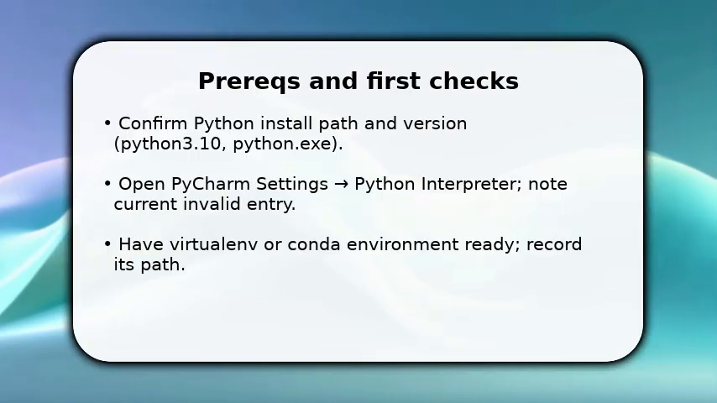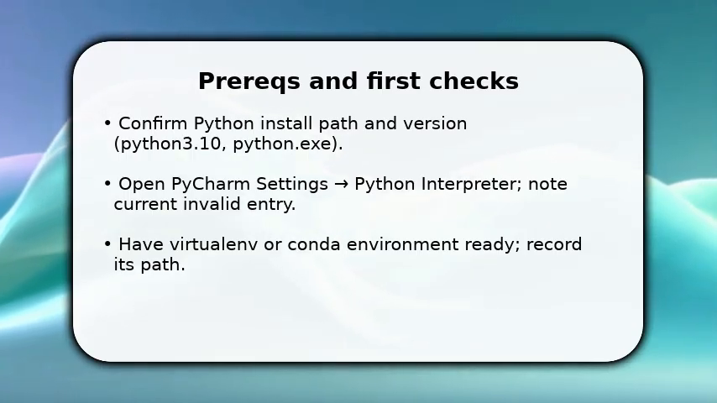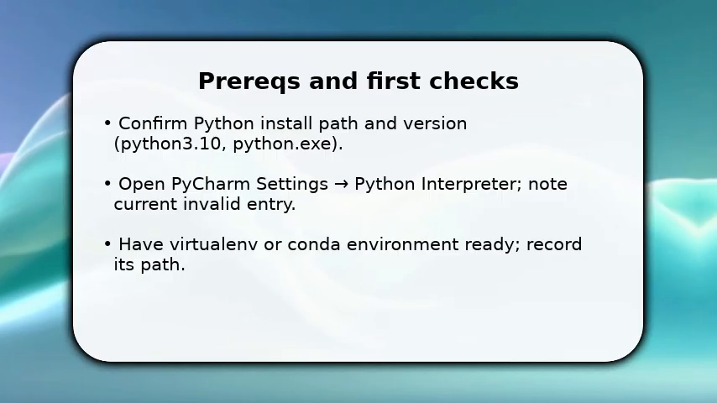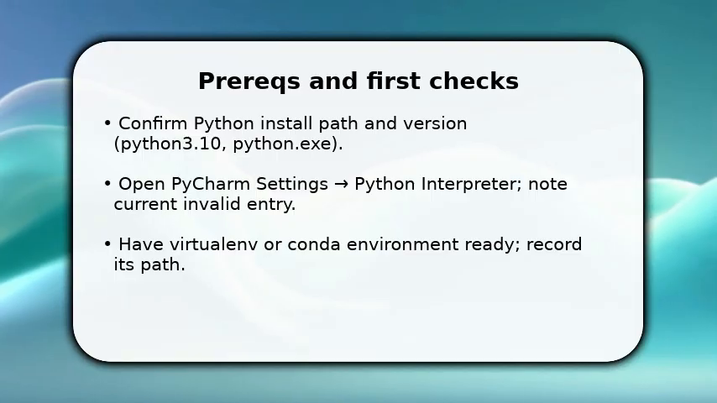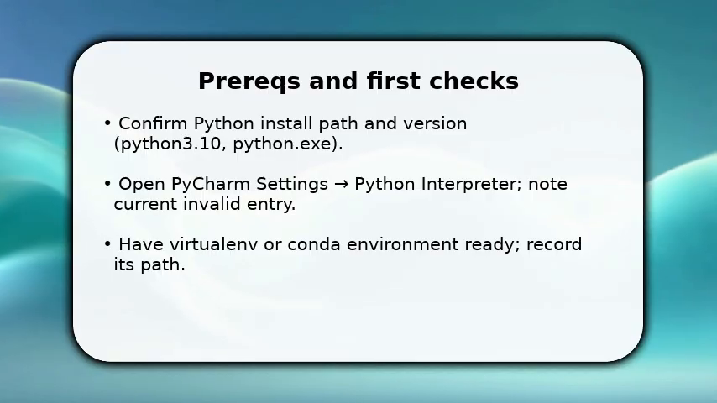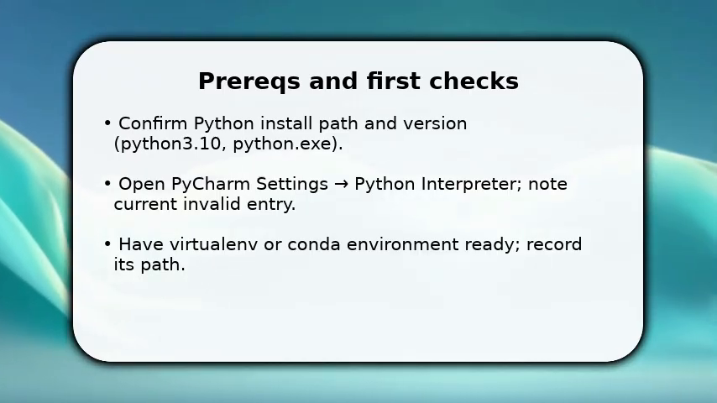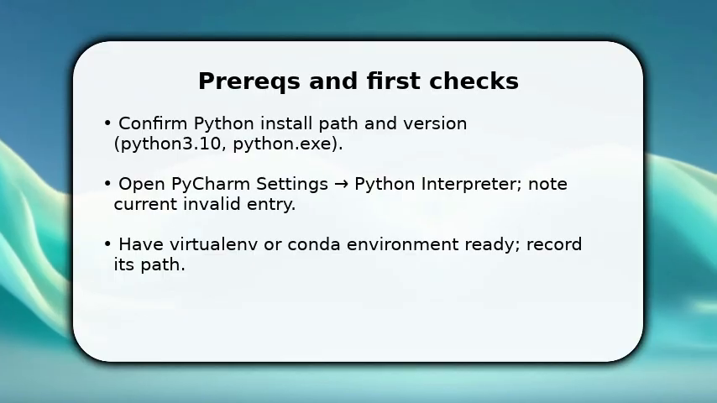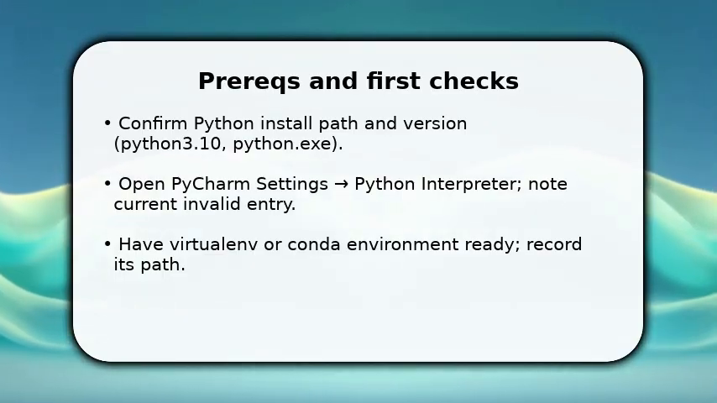You start by verifying prerequisites. Confirm the Python binary and version you will use, and prepare any virtualenv or conda environment. Open PyCharm and go straight to Settings > Project > Python Interpreter so you can see the broken entry. Once visible, remove stale interpreters and note the expected path. This matters because PyCharm links by absolute path. Making these checks first prevents backtracking later and speeds up reconfiguration.